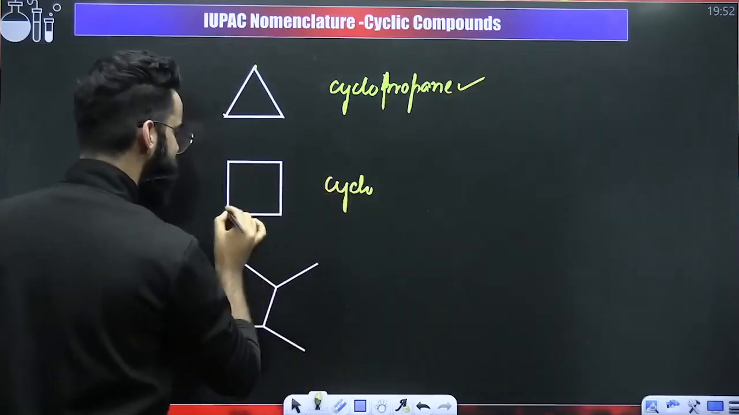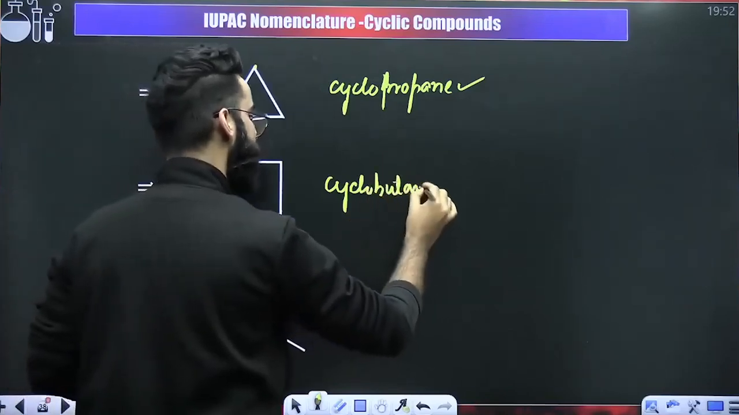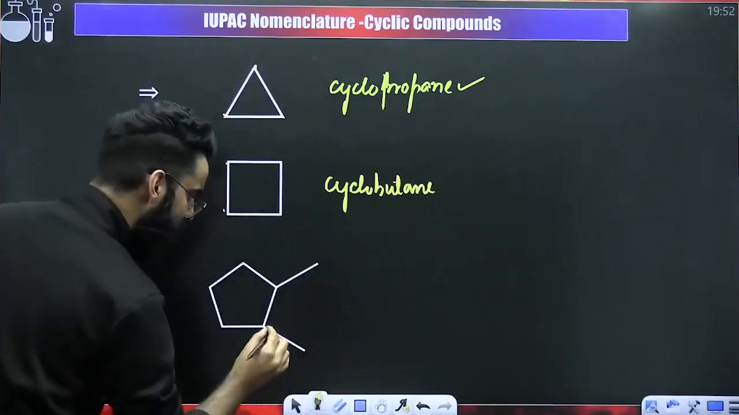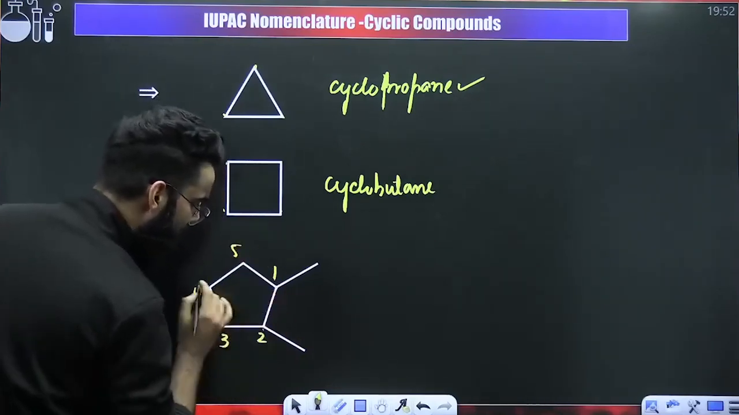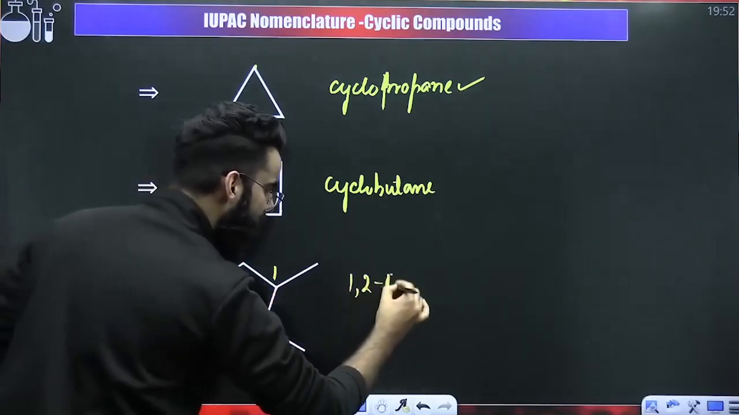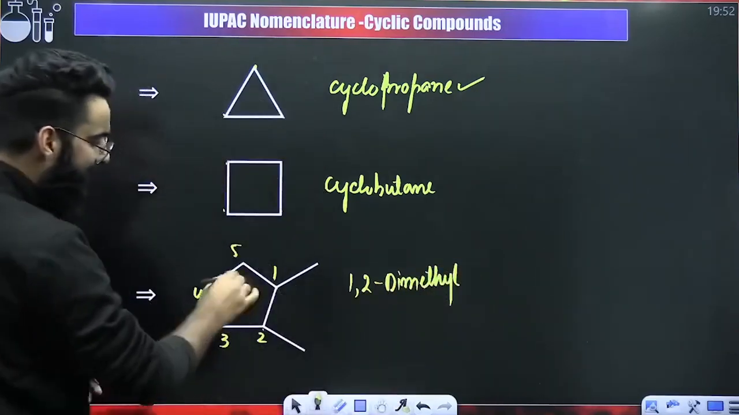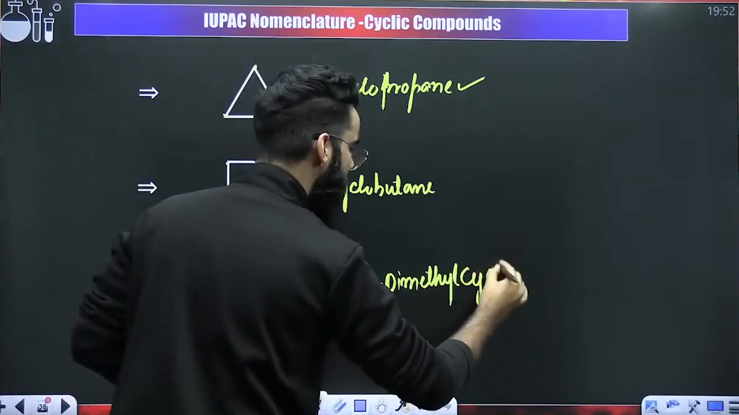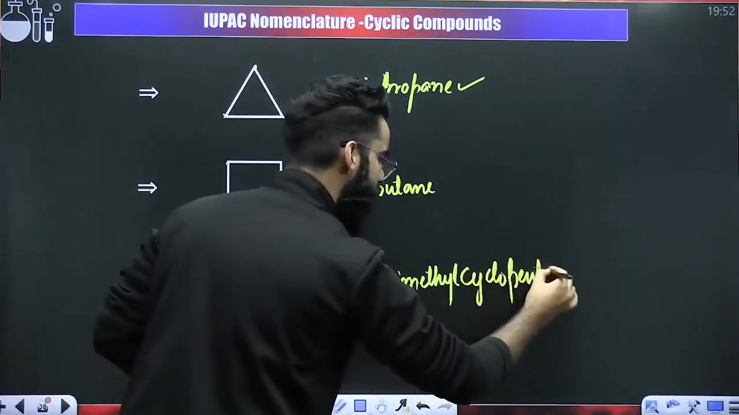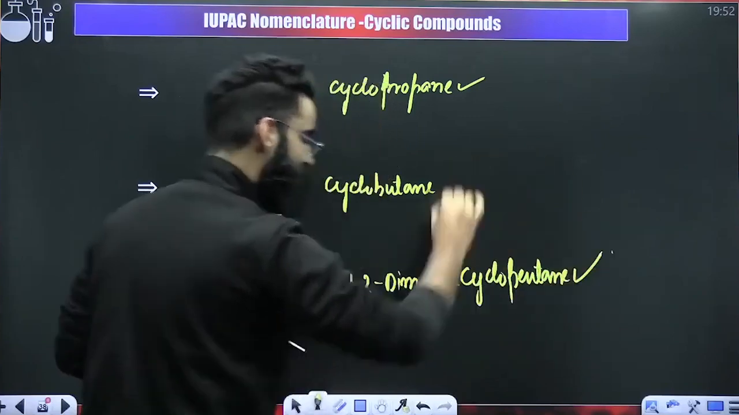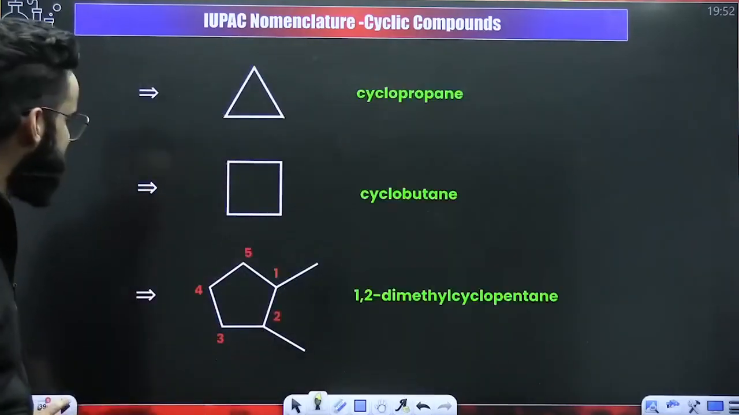It's a closed ring, so it's cyclo. In the ring there are 4 carbon atoms, so it's but, everywhere single bond, so it's cyclobutane, right? Now start the numbering from here. This is for example 1, this is 2, 3, 4, 5. It's going to be 1,2-dimethyl. Then cyclo. In the main chain, 5 carbon atoms, so it's going to be pent. Everywhere single bond, so it's going to be ane, right? So this is going to be the name of the compound. Simple, right?